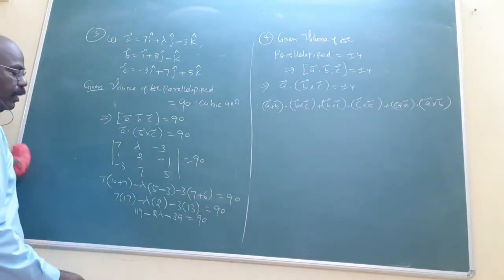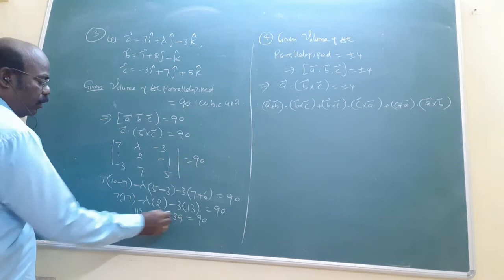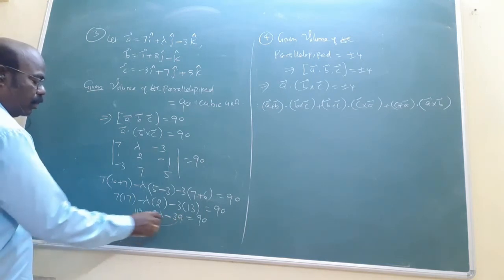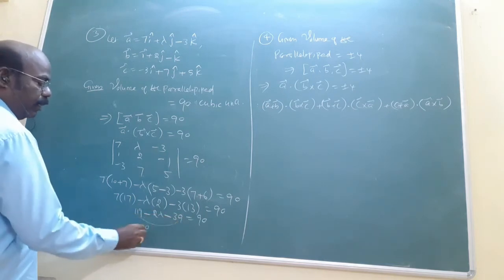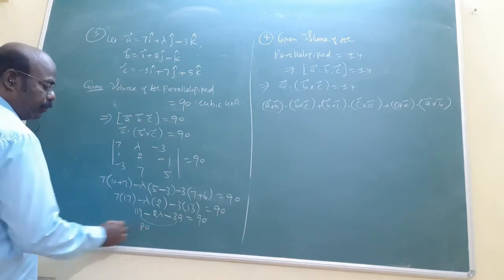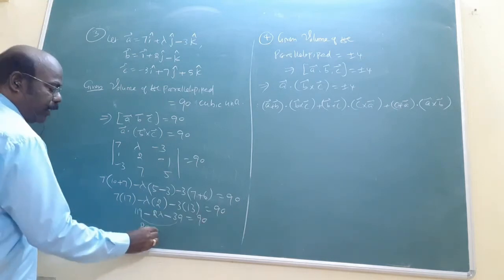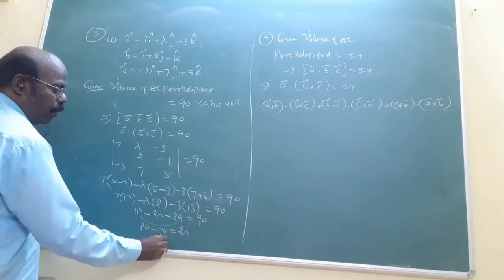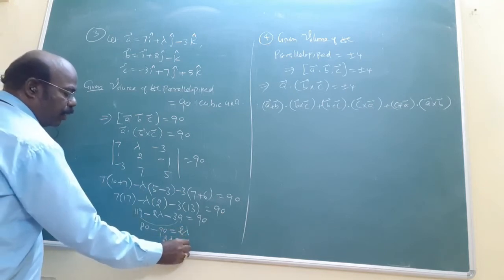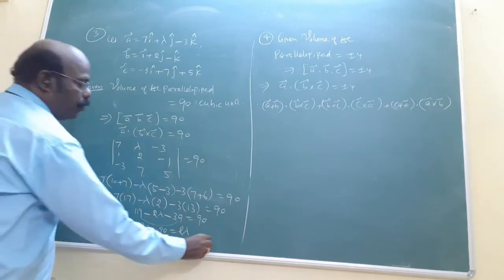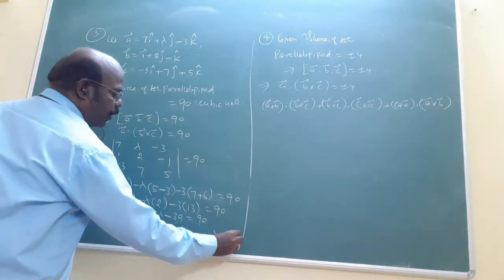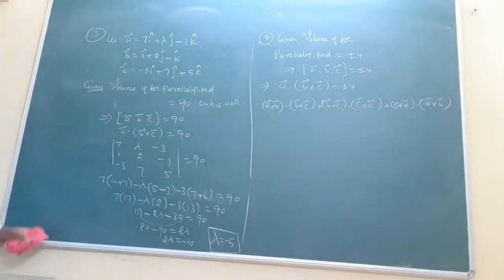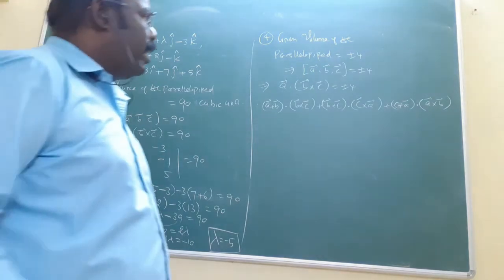Am I right? Now subtracting both sides, 0. Then 11 minus 8, minus 90 equal to plus 2 lambda. 2 lambda equal to what? Minus 10. Am I right? Therefore lambda equal to minus 5 is the answer. 2 lambda equal to minus 10, so lambda equal to minus 5. That is the answer.